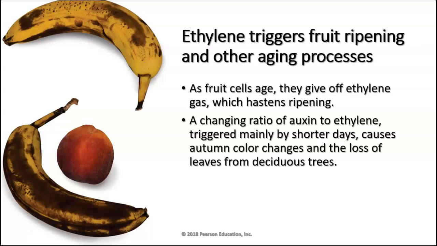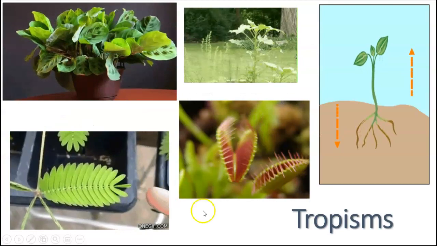But also it's involved in color changes in the fall when the leaves change color. The ratio there of auxin to ethylene changes as time goes on, and that's triggered by the shorter days, of course, in the autumn, and so that allows for the change in the color of the leaves, and then the leaves falling off of deciduous trees, ones that lose their leaves in the winter.